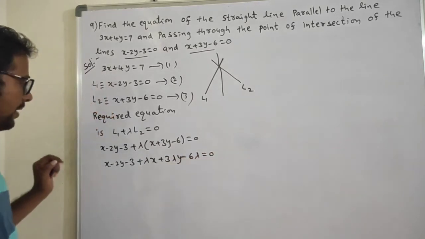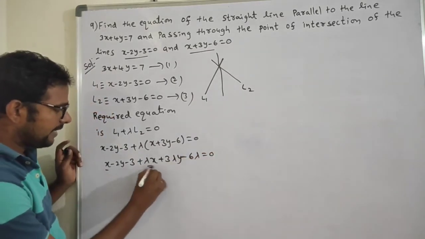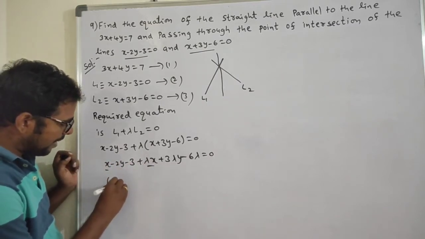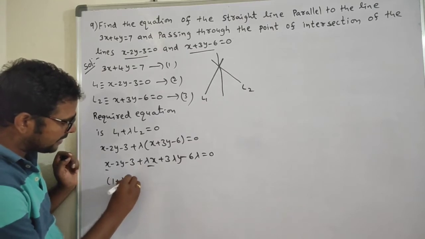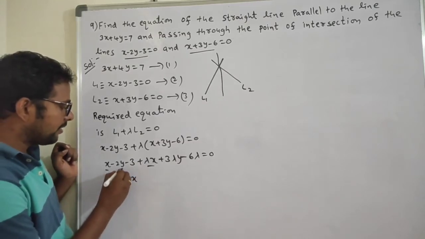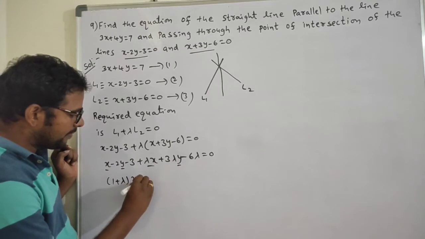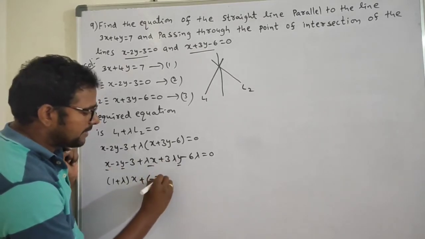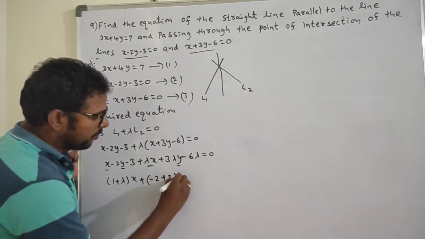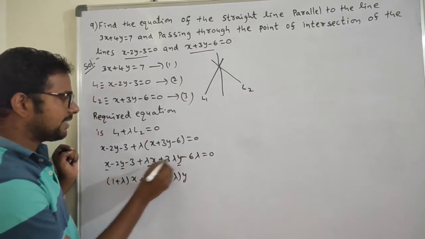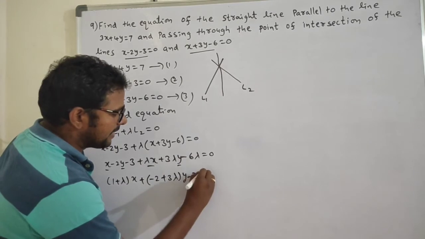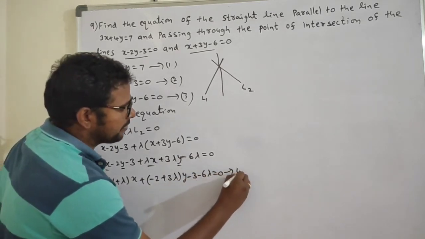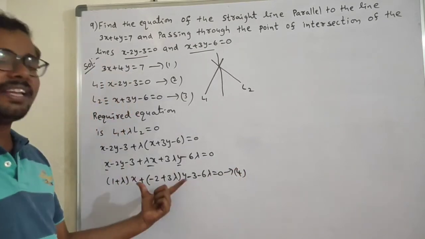Now take out x common. Here x is common and the remaining is 1 plus lambda, so 1 plus lambda is the coefficient of x. Next take out y common here. What is the remaining? If I take y common, minus 2 plus 3 lambda into y, and minus 3 minus 6 lambda equals 0. Take it as equation number 4. This is the required equation.